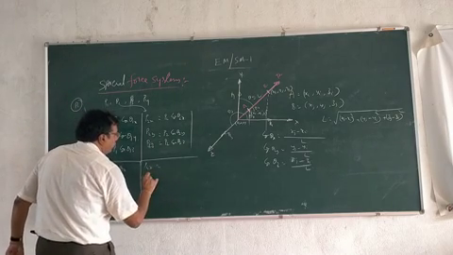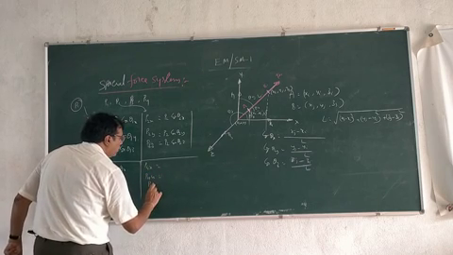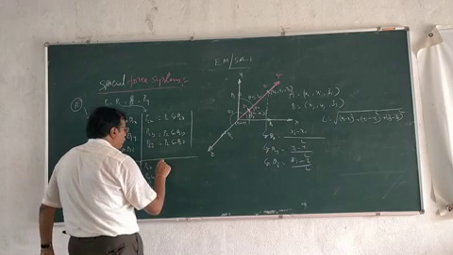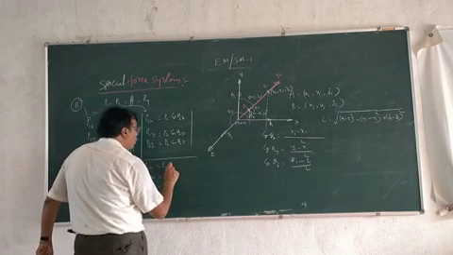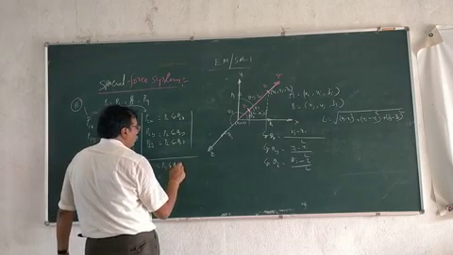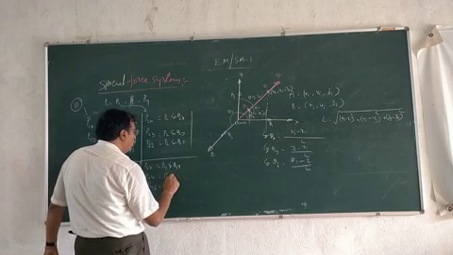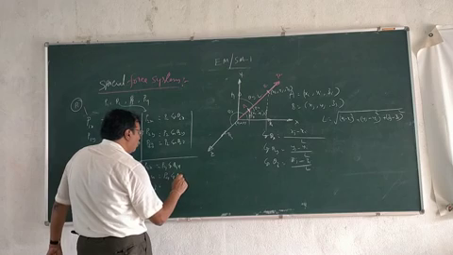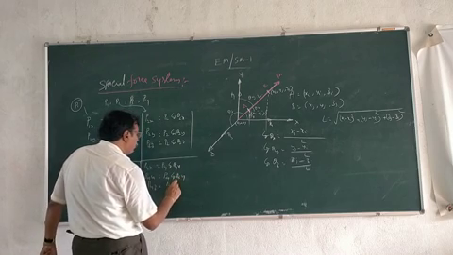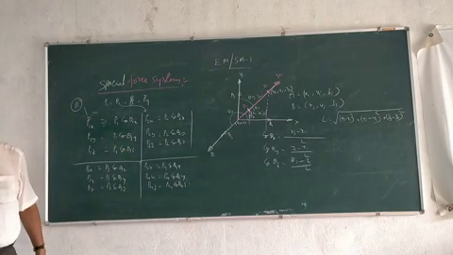P4x, P4y, P4z. P4x is P4 cos theta 4x, P4y is P4 cos theta 4y, P4z is P4 cos theta 4z. Okay.